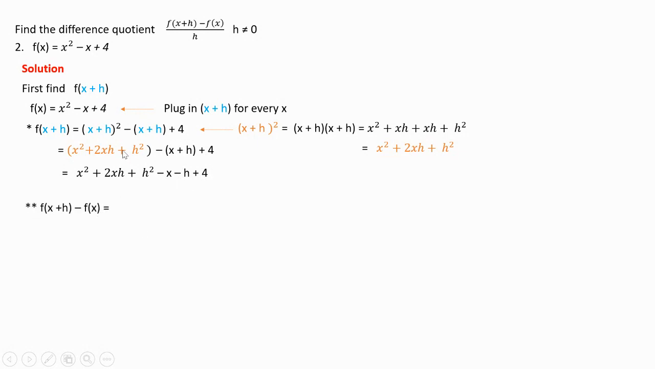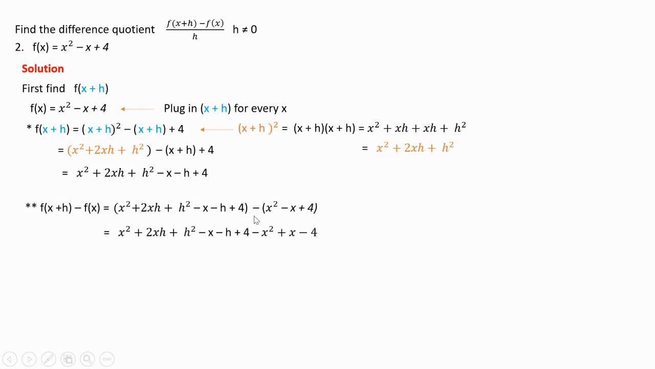Now I'm going to do part 2, right? So part 2, I'm going to apply the whole thing on the numerator here. So this is my f of x plus h, right? I just got that. So all this is right here. Minus this is my f of x, which is the original function.